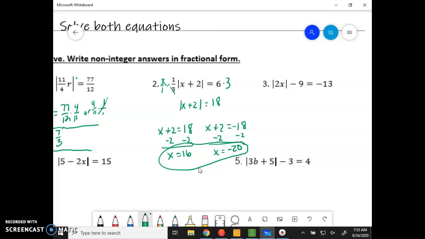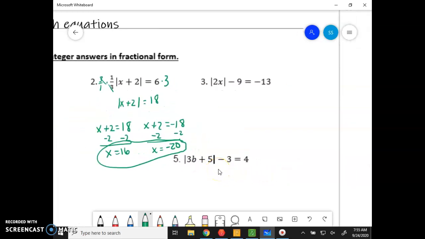All right, moving on to number 3. Number 3, we have the absolute value of 2x minus 9 is equal to negative 13. So step 1 is move everything outside the absolute value bars. So I need to get rid of this negative 9. So I need to add 9, and this side it cancels out. I'm left with the absolute value of 2x is equal to negative 4.